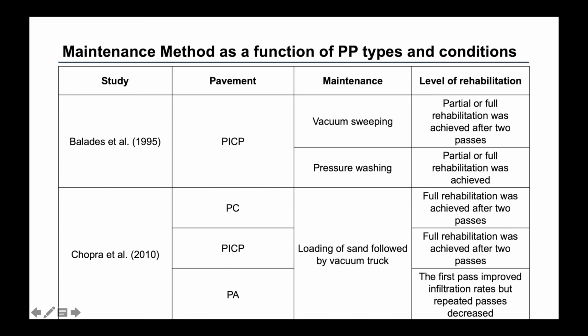For example, Balades was among the earliest researchers to test practical cleaning treatments on PICPs. He noted that as clogging becomes more serious, more intensive cleaning methods are required, and pressure washing is an effective method for preventative treatment. Another study conducted field tests with a vacuum truck on 3 types of permeable pavement which had been artificially clogged. The study showed that vacuum sweeping could restore some permeability, and the effectiveness of maintenance is affected by the type of PP.